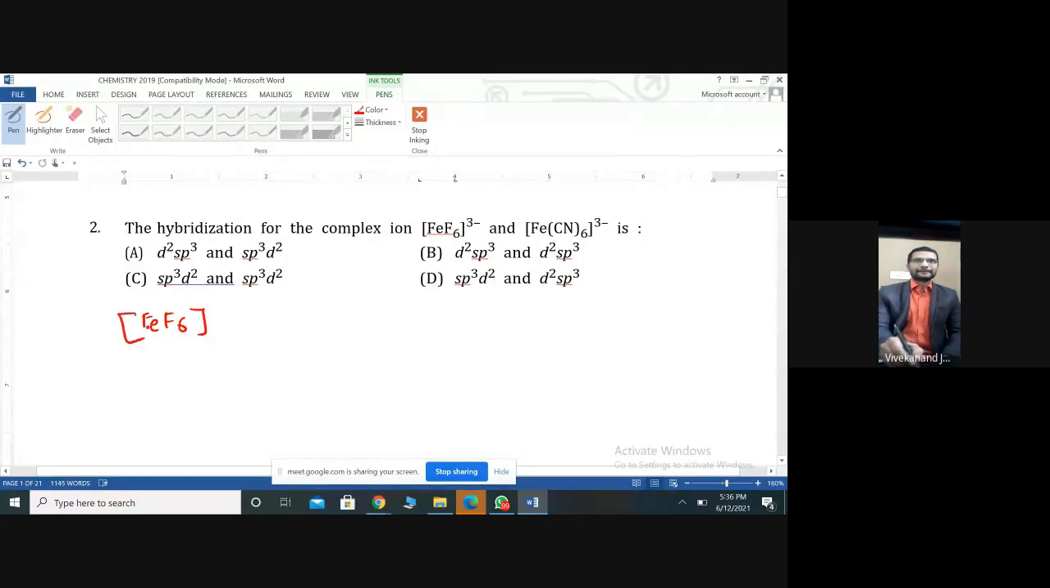And we have another complex, Fe(CN)6. Guys, come on, give the answer. What should be the hybridization of this complex? What will be the answer? Vaidai says the answer is D.